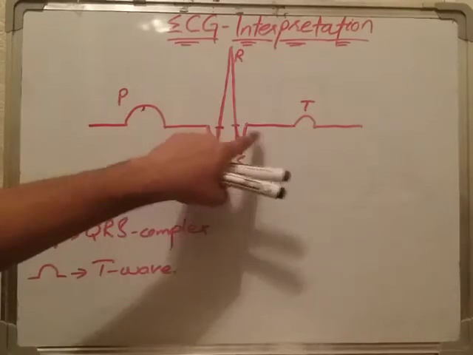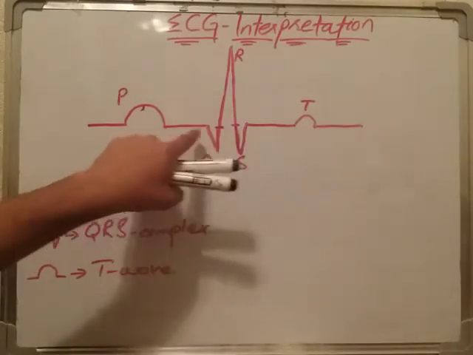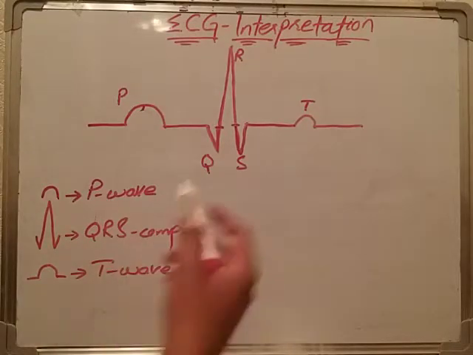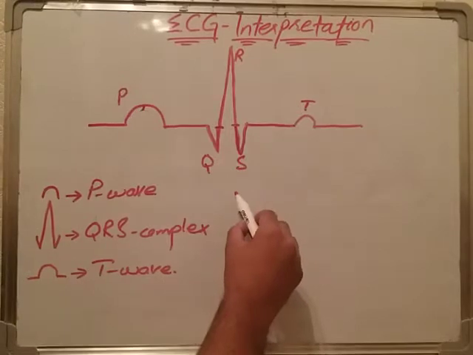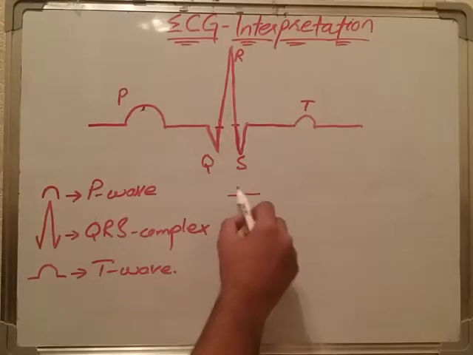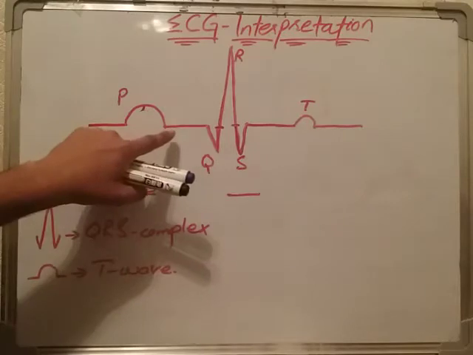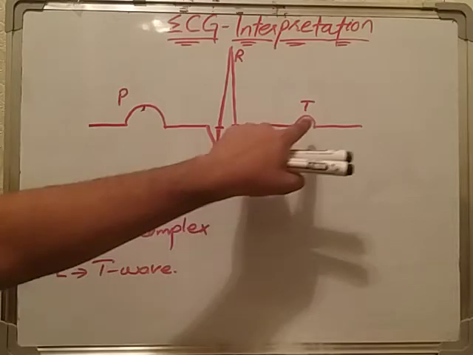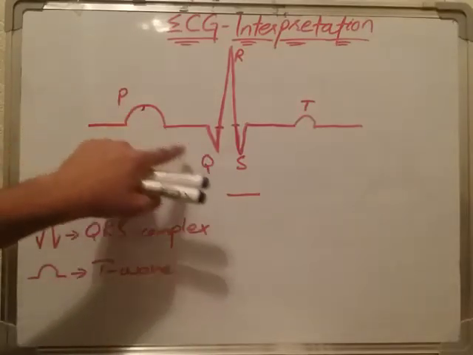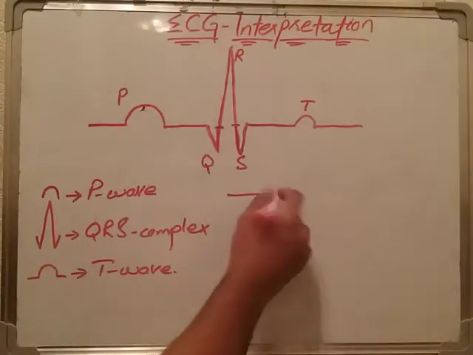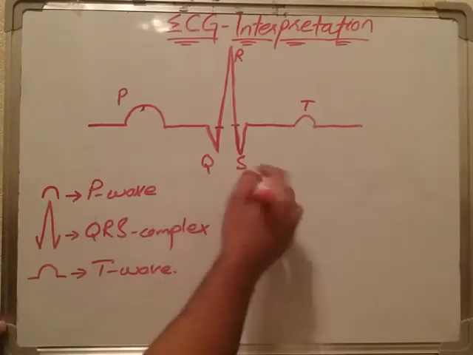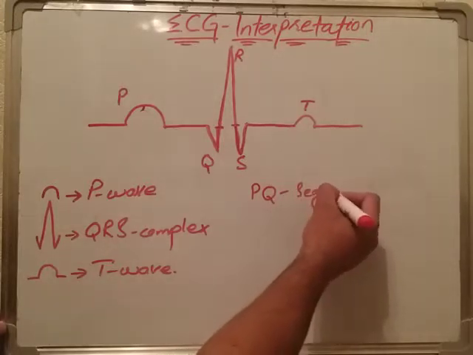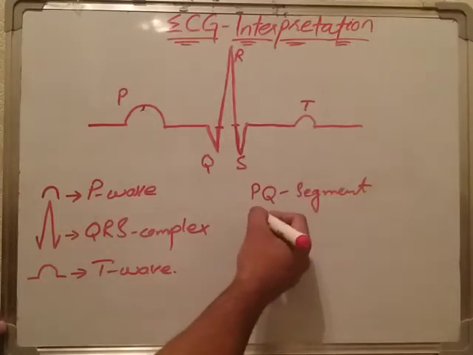And these silent stages, which don't show any movement, depolarization or repolarization, are called segments. So we have two segments: here is the PQ segment, and here is the ST segment. It's not necessary to write here.